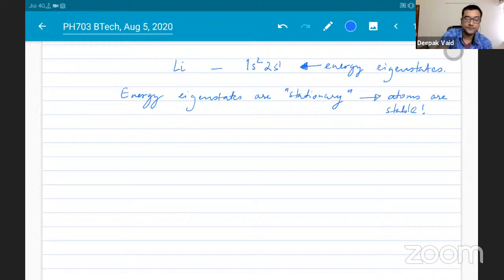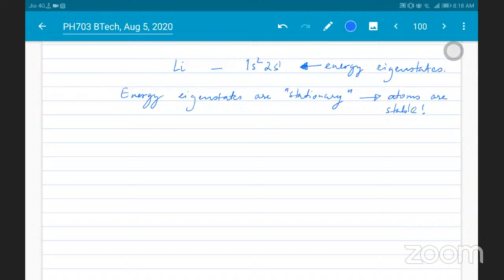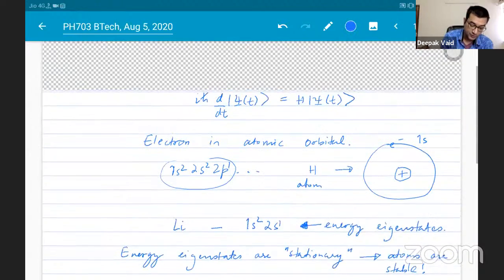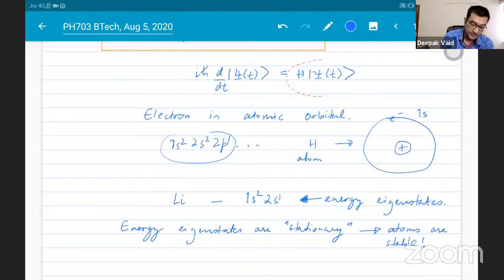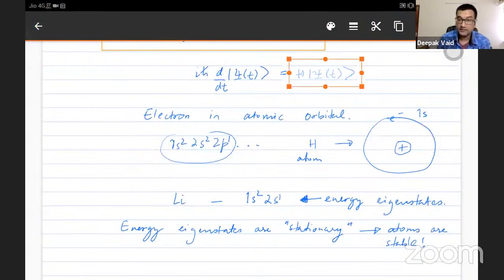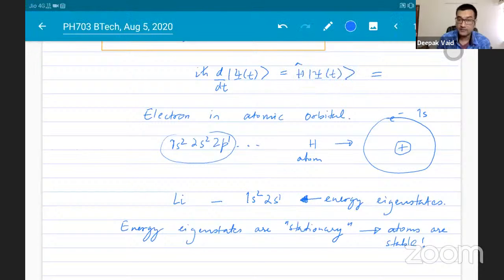Sorry, I can't hear you. In this case, energy eigenstates are considered to be stationary, or are we proving it? Proving it? You have a proof, no? I showed you that when H psi, when this is an eigenstate, H psi becomes, this is an operator, this just becomes E psi, where E is the eigenvalue, right?